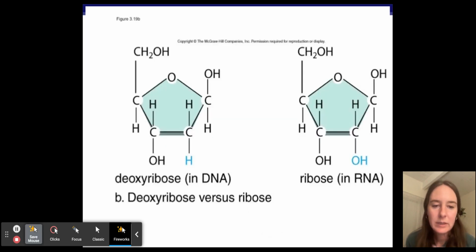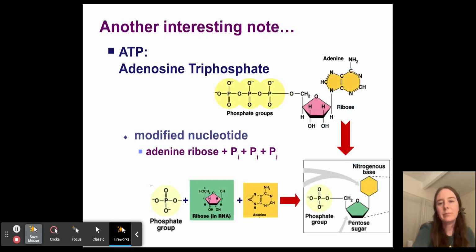So if we look closely, I talked a little bit about that sugar. So here is the sugar that's in DNA. And notice that this second carbon, so carbon 1, carbon 2, is only connected to a hydrogen. So we call it deoxyribose, less than one oxygen. And then here we have a ribose. So carbon 2 has an OH. And this is the sugar that's found in RNA.